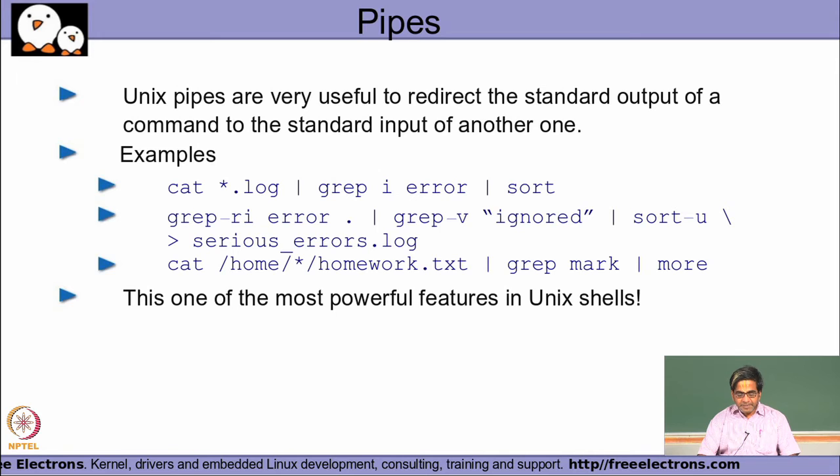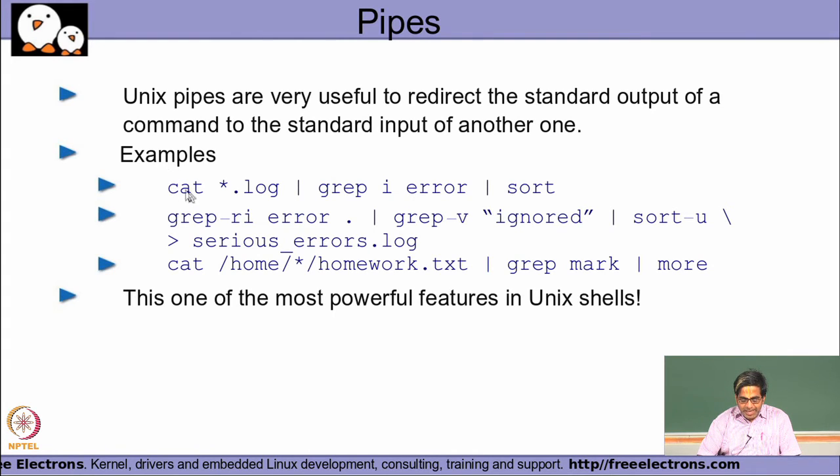Now, coming to pipes, we did see the definition of a pipe in one of our earlier modules. Unix pipes are very useful to redirect the standard output of a command as the standard input of another command. So, we make use of this symbol for specifying the pipe.